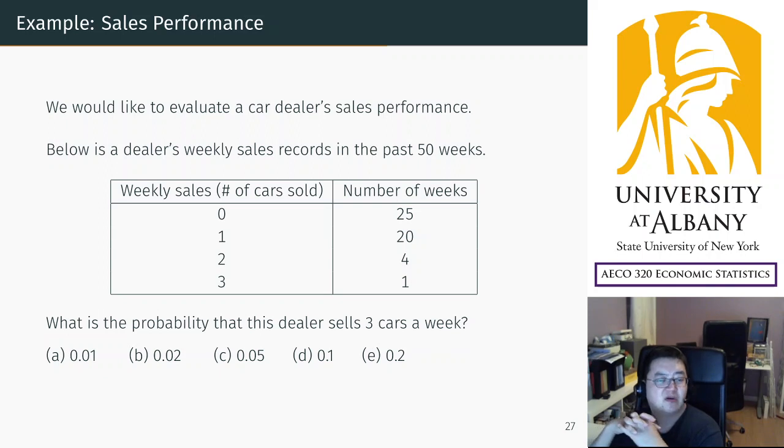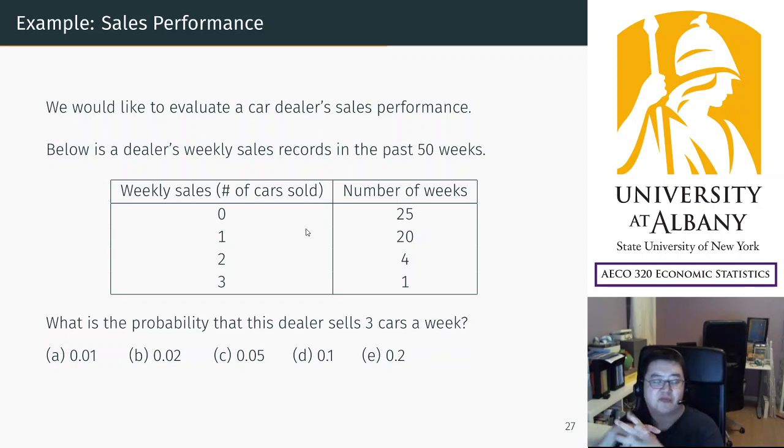In the past 50 weeks, suppose that the data are given in this form, which is a frequency distribution table. So this means that among the past 50 weeks, in 25 of them the dealer did not sell any car. And in 20 of the 50 weeks, the seller sold one car.